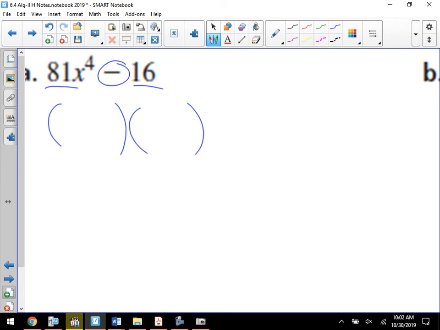What's the square root of 81x to the 4th? 9x squared. All right. What's the square root of 16? 4. And what do I do with the signs in between? Plus and minus. Oh, wait a second. Another difference of squares. Whoa. All right. The 9x squared plus 4 just rewrites because it can't get factored any further because of the plus sign.